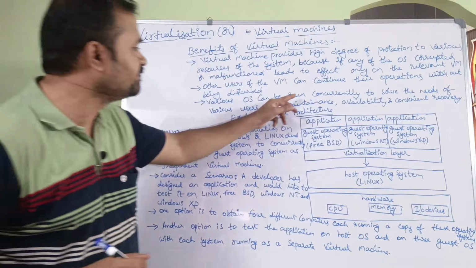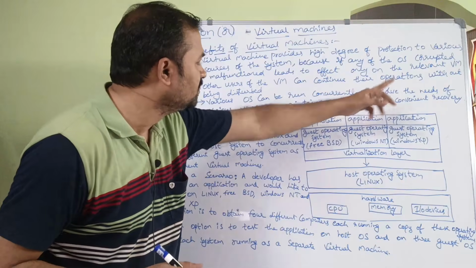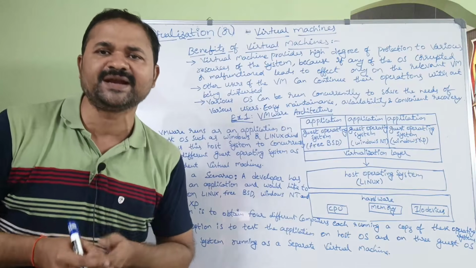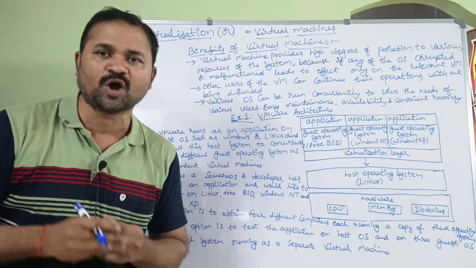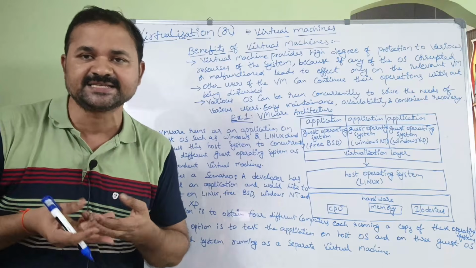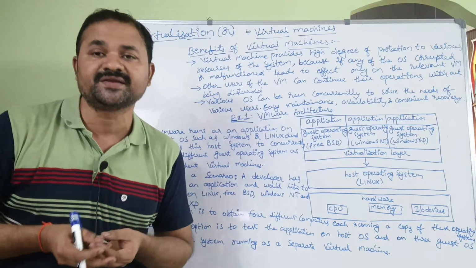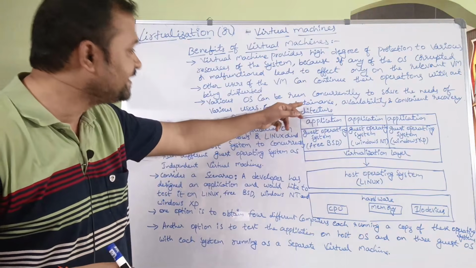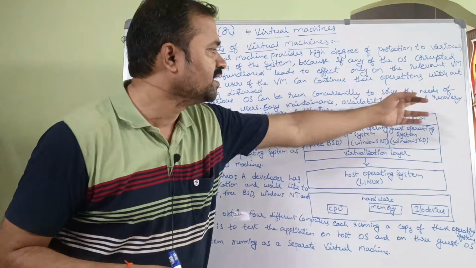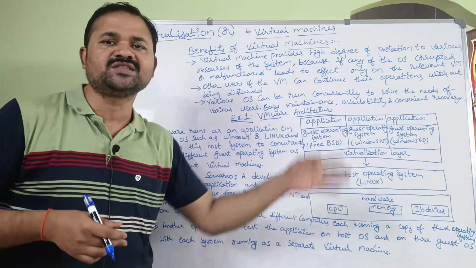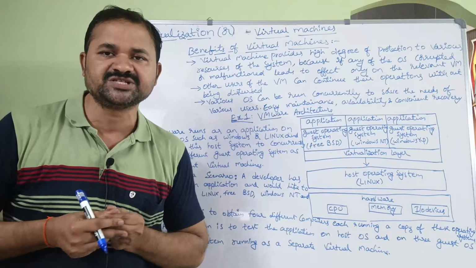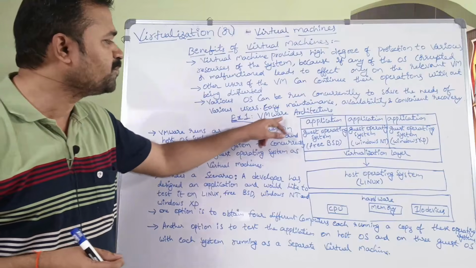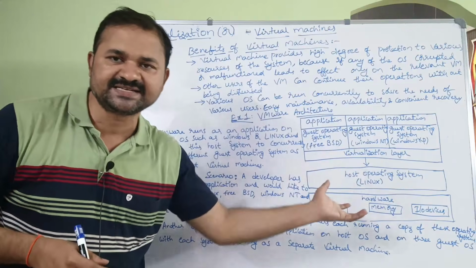Various operating systems can be run concurrently to solve the needs of various users. So here we have 4 operating systems. Now all the 4 operating systems can work simultaneously, concurrently, in order to solve the problems of the users. Another advantage is easy maintenance, availability and convenient recovery. So these are the various benefits of virtual machines. Next, we have 2 examples of virtual machines. The first example is the VMware architecture. So first let's see this one.